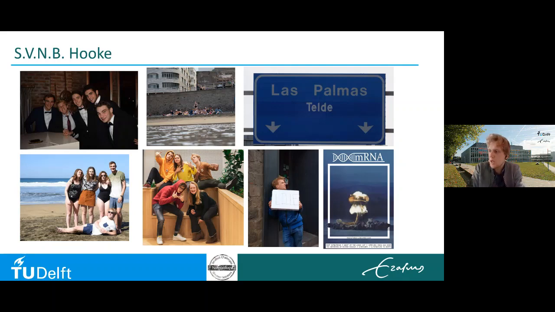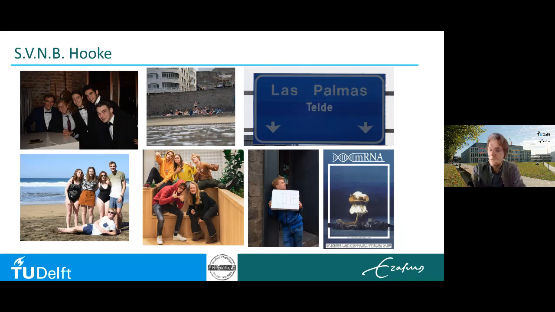So in these committees, you work on something with a group of people, and so you get a bit of working experience, if you will, and a lot of collaboration experience, and you get to know fun people. So that's a win-win. The fun thing about Hoek is that we're a small study, so everyone knows each other very well. A lot of people are active.